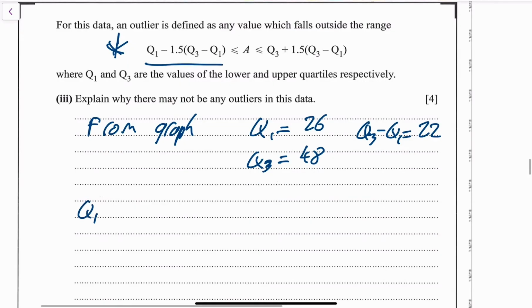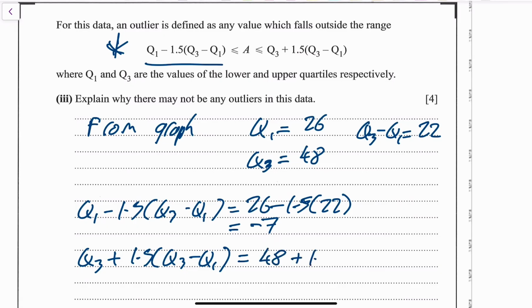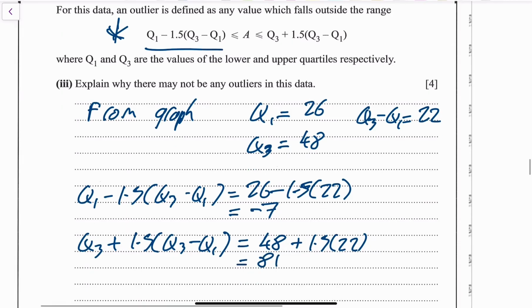So we'll see what they are. Q1 minus 1.5 times Q3 minus Q1 would be equal to 26 minus 1.5 times 22, which worked out for me to be minus 7. My upper one is Q3 plus 1.5 times Q3 minus Q1, which is 48 plus 1.5 times 22, which works out to be 81.